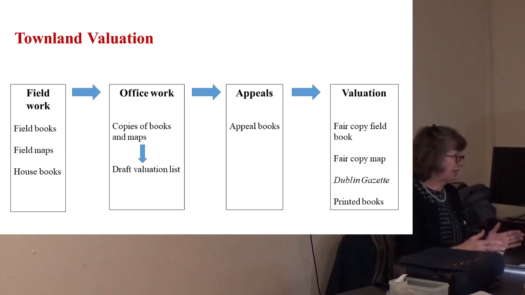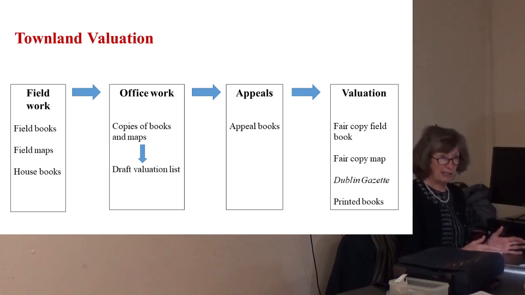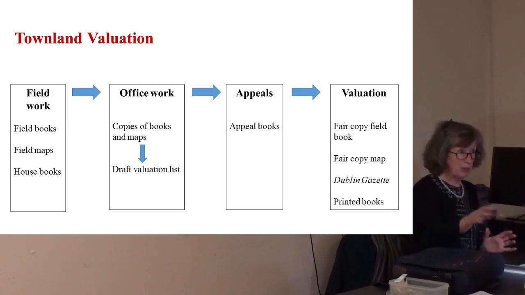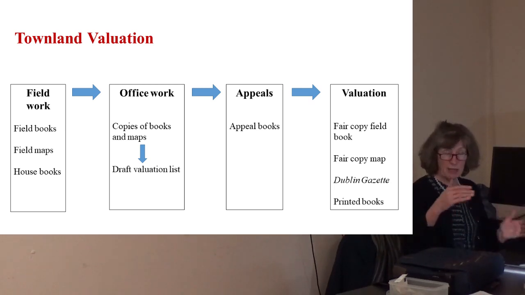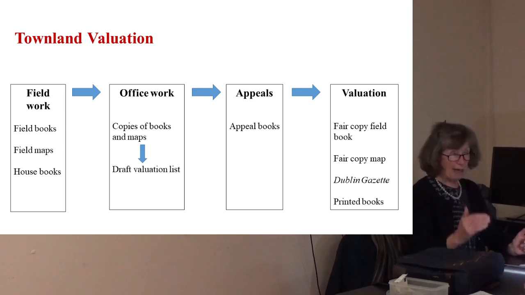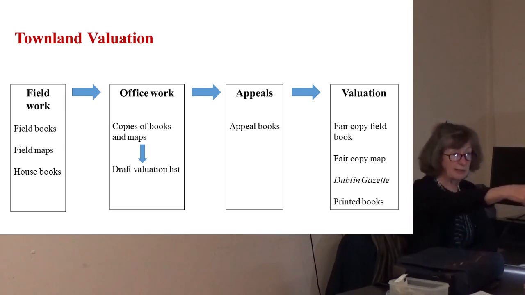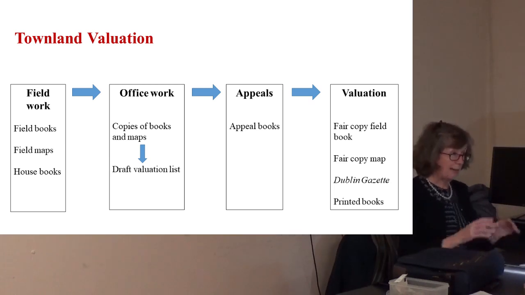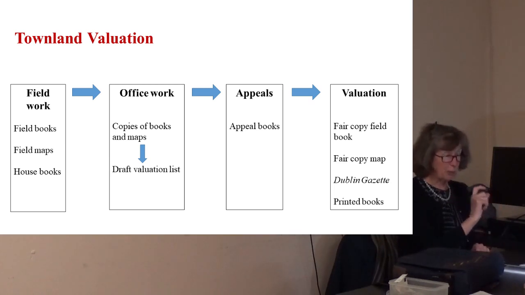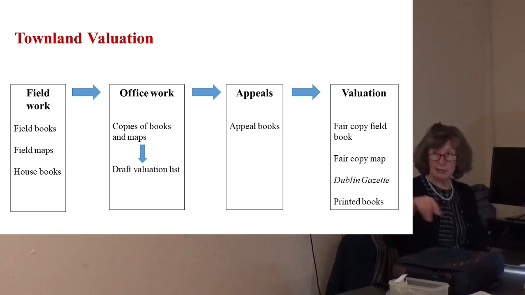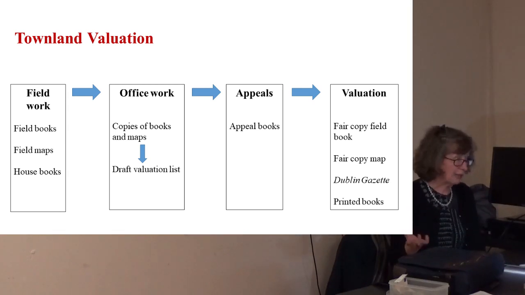Now, in the case of the townland valuation, the draft valuation list, because they weren't putting in names, was just listing the townlands in the parishes in a barony. So they made a very large poster, possibly the size of a large map, that was printed with the proposed valuation of each townland, and this would have been posted up in the locality where they were going to hold the hearings for the appeals.